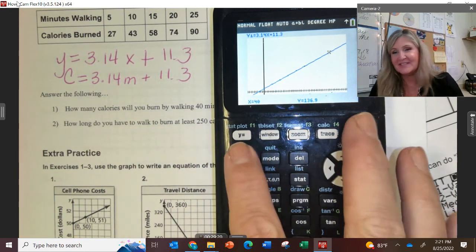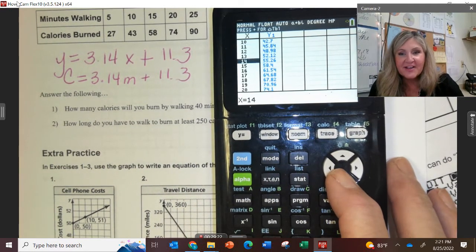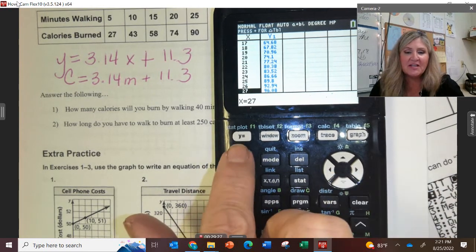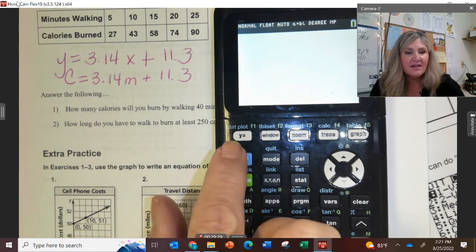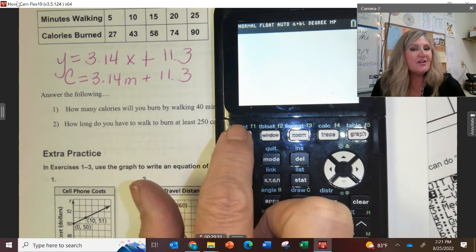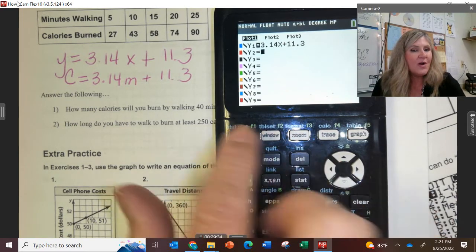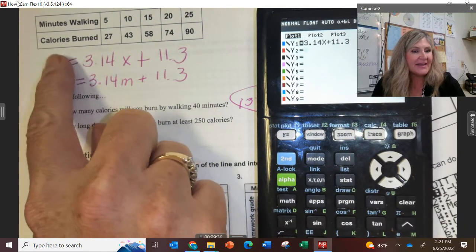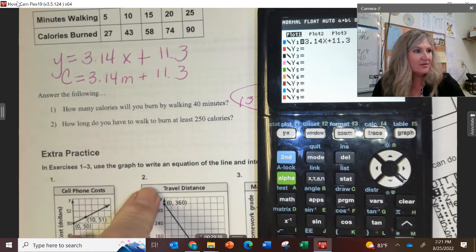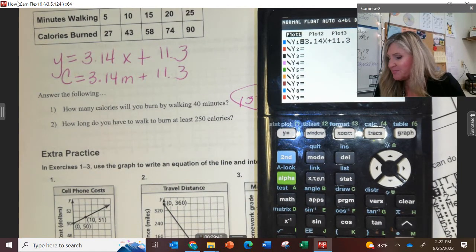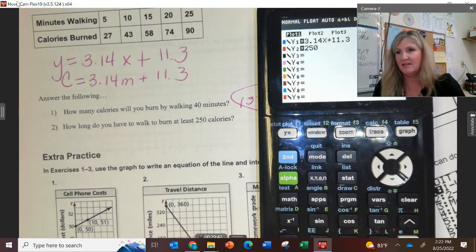I can go through this table, can't I? And I can sit here and look for 250. Ugh, I'm not a patient person. I'm going to quit. What I'm going to do is go to Y equals. What do I want Y, my calories, to equal? 250. So I'm going to put in Y equals 250.